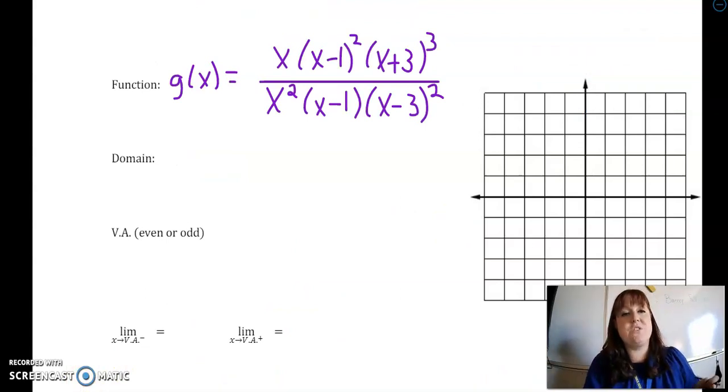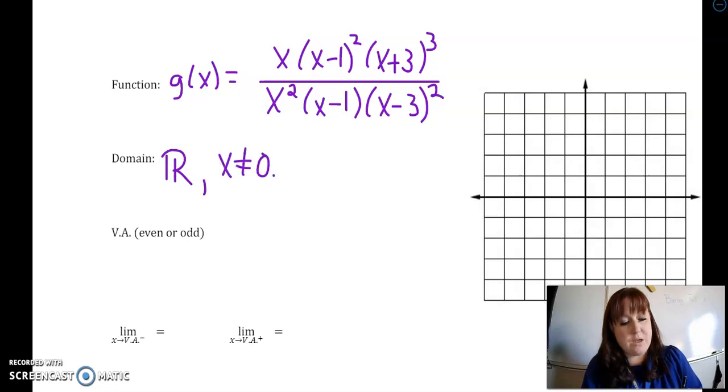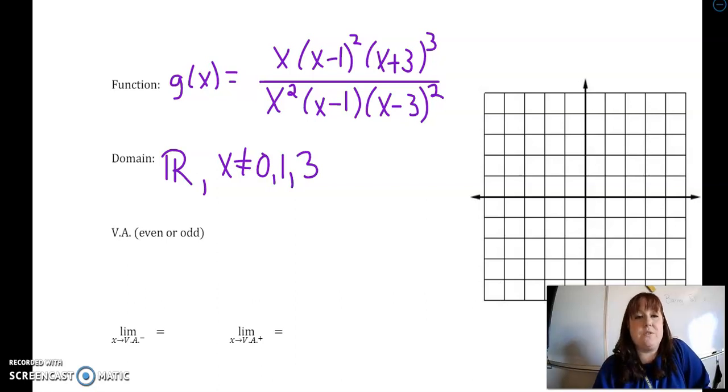Okay, so first things first, we're going to find the domain. Before we reduce anything, we always have to find the domain. So what would do something illegal in here? If we divide by 0, that's illegal. So we can't have those numbers in our domain. So our domain is going to be all reals except what would make our denominator 0. So x can't equal 0, x can't equal 1, and x can't equal 3. Any of those would give a denominator of 0.